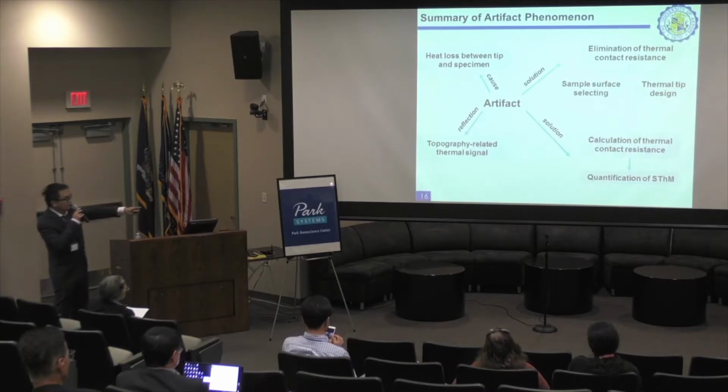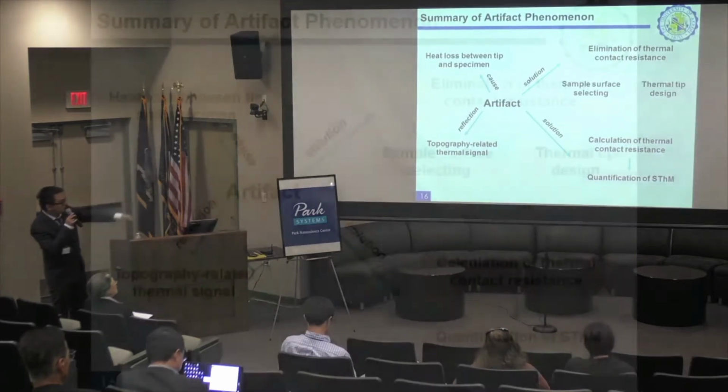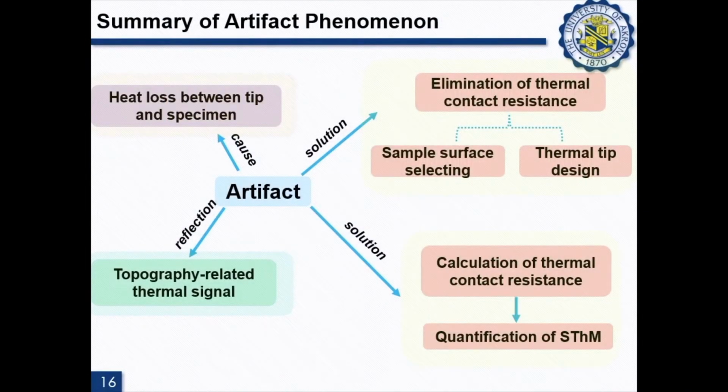So here's the summary of the artifact phenomena. For the artifact phenomena, we first talked about its cause: the heat loss between the thermal tip and the sample. And the reflection is the topography-related thermal signal obtained in the SThM measurement. And I have provided two solutions to solve these artifacts.